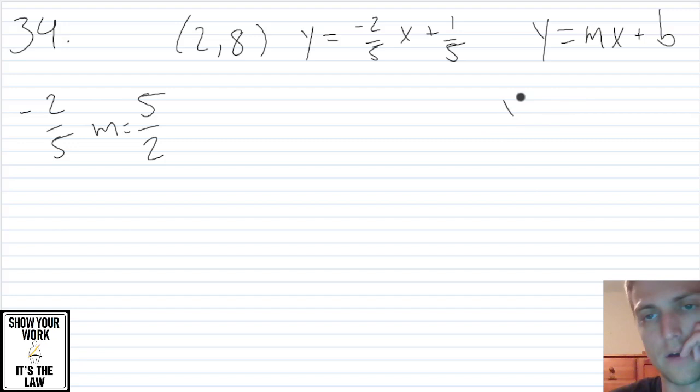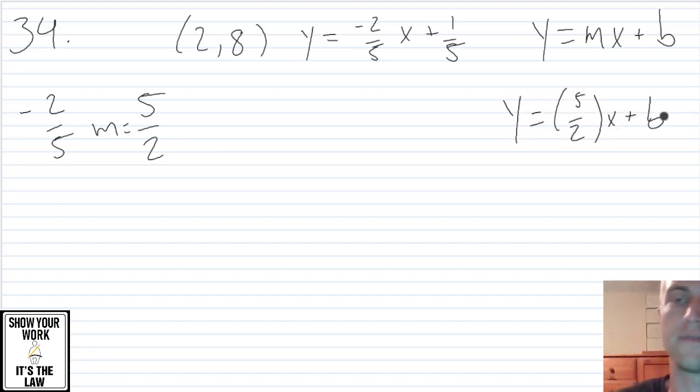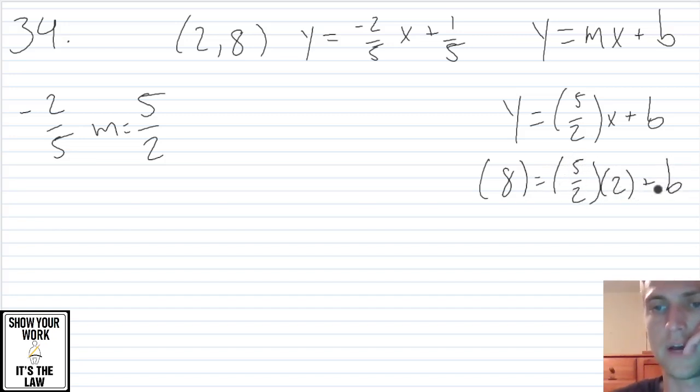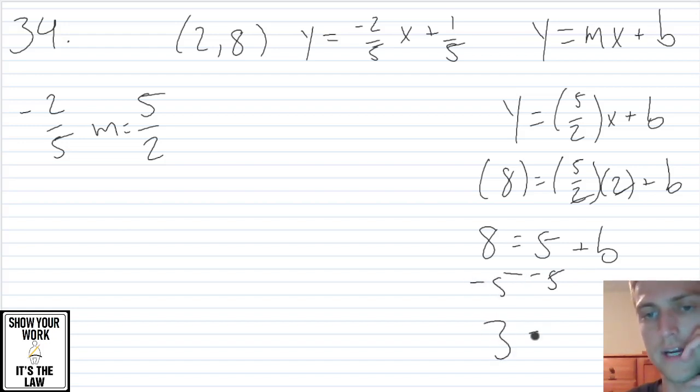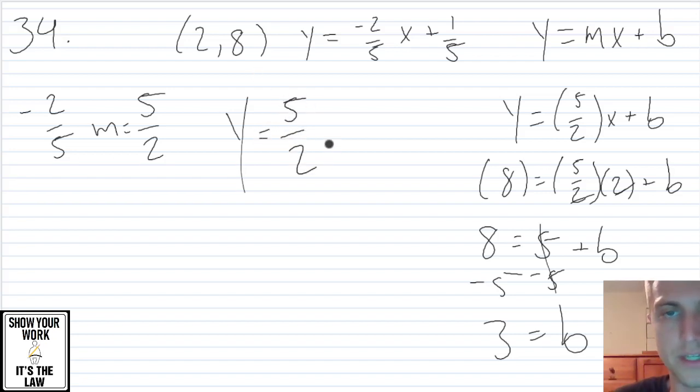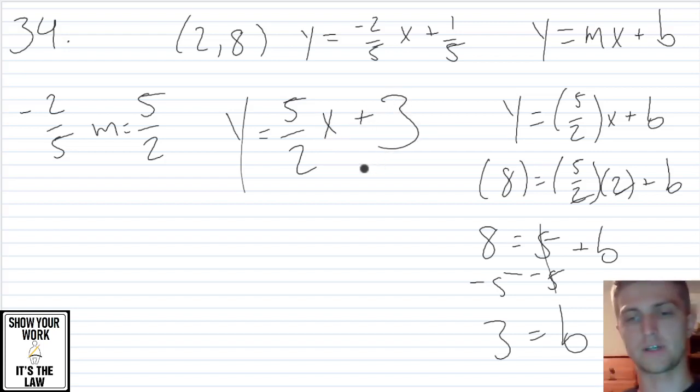So we got y equals 5 over 2 x plus b, and we still need to figure out b, so we need to substitute our x and our y. y equals 8, x equals 2. We got one variable, we can solve that. 2 cancels 2, we're left with 8 equals 5 plus b. Subtract 5, subtract 5, 3 equals b. So therefore, the line that passes through (2, 8) and is perpendicular to that line is y equals 5 over 2 x plus 3. All right, let's do the next one.